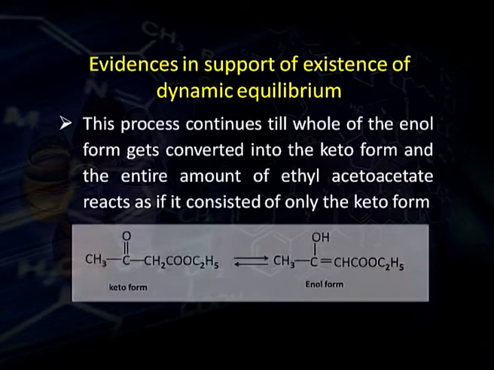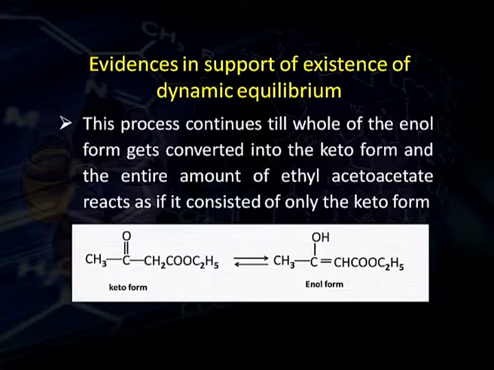Now, evidences prove that keto and enol forms are simultaneously present in the mixture. The fact that with any particular reagent, ethyl acetoacetate reacts as a whole either in the keto form or in the enol form suggests that there exists a dynamic equilibrium between the two forms. Thus, when a reagent such as hydroxylamine reacts with the keto form, the whole of the keto form reacts with the hydroxylamine and forms an oxime.